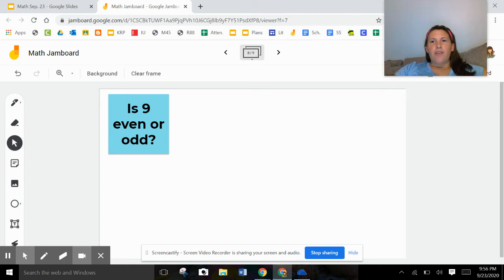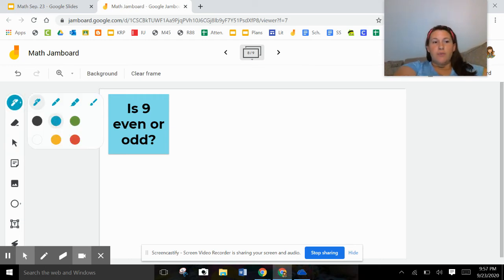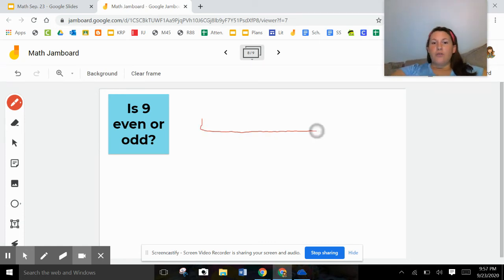All right, next we have: is the number 9 even or odd? First thing we need to do is decide what tool we are going to use. Just like Miss Acton said before, you probably don't have connecting cubes at home, and I'm a second grade teacher, I should, but I don't have them at my house, and I don't expect you all to either. That does not mean that you can't draw a picture of those connecting cubes.